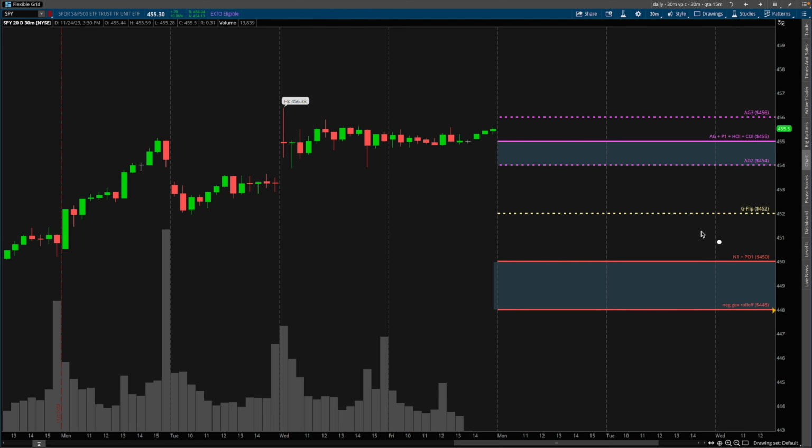On the other end, if price was to get below N1, then the expectation would be that we would head down towards where the negative GEX rolls off, so right about here. So this is not really that large of a move. So my expectation would be price would be pretty choppy in this region.